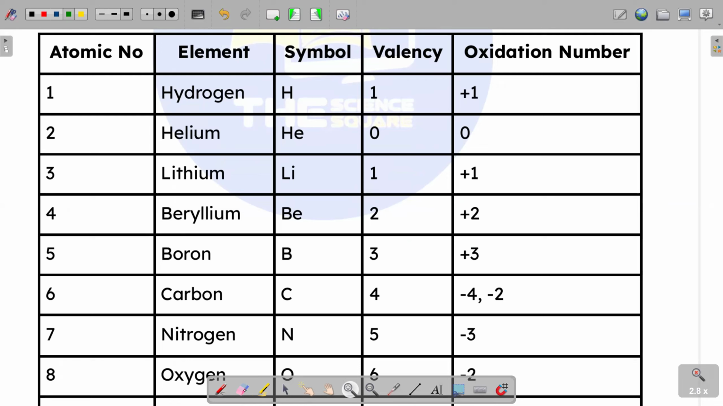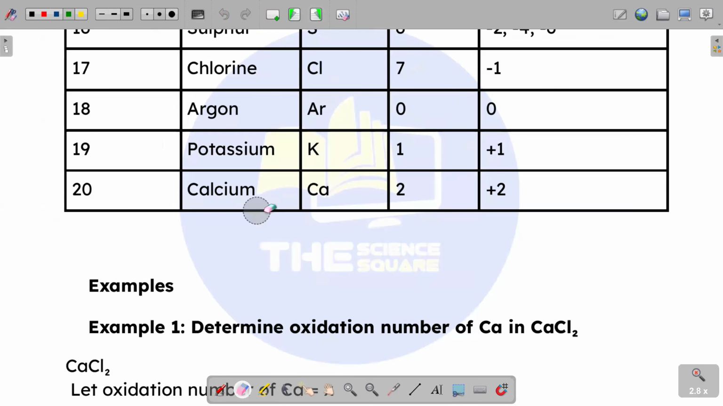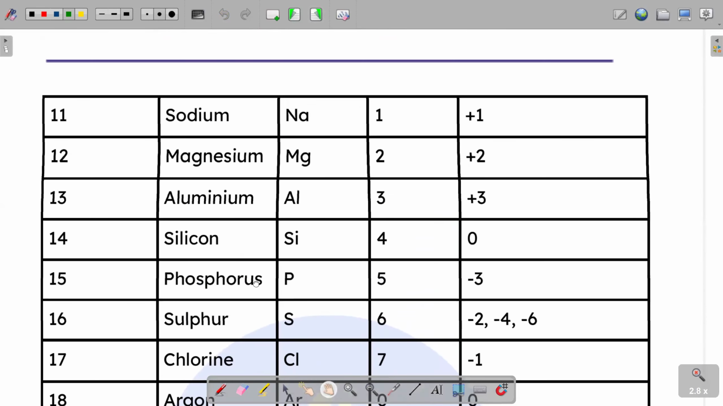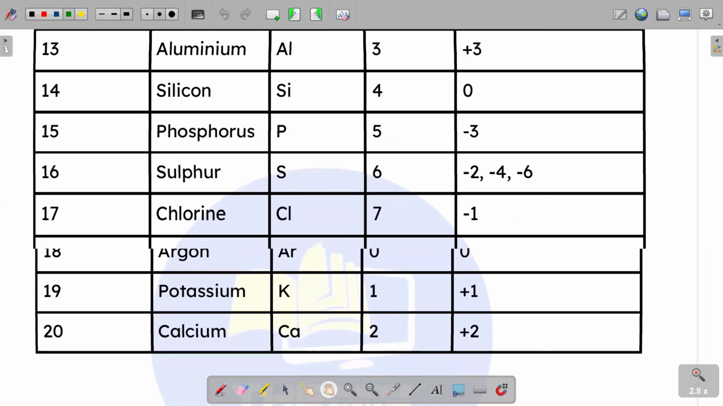It's very important that you are familiar with the oxidation states of some of these elements. Now, these are the rest of the first 20 elements. As we have said, some elements can have multiple oxidation states, like sulfur, which has up to 3 oxidation states. This is because they can combine with other elements in different forms, hence giving them different oxidation states.